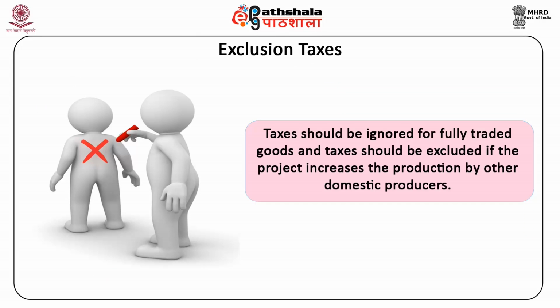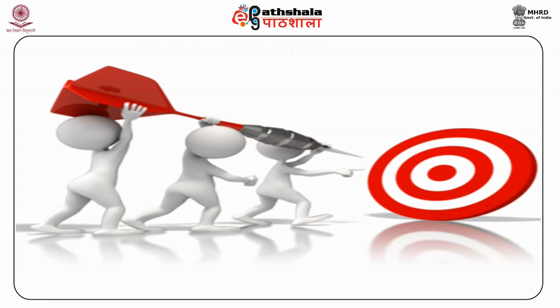Exclusion of taxes. Taxes should be ignored for fully traded goods, and taxes should be excluded if the project increases the production by other domestic producers. The choice of numeraire.